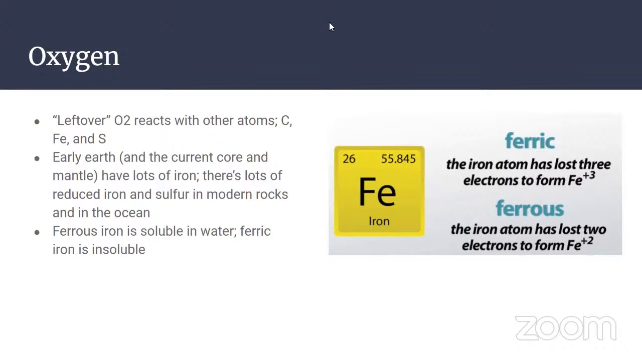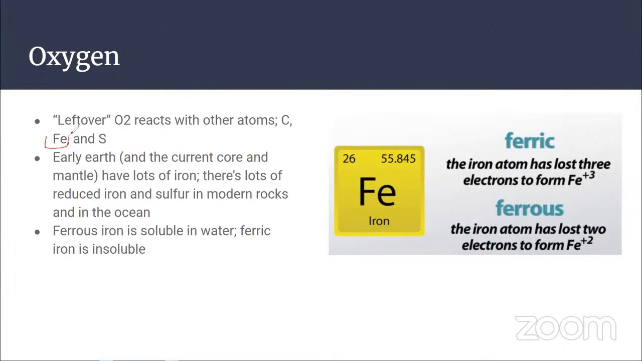So the easiest one to understand, the one that we're going to focus on, is what happens with iron. So in the early Earth, we see a lot of iron. Our current core is made of iron, the mantle also has lots and lots of iron. So when we were looking at the structure of the Earth, we don't have an iron deficit. We have plenty of it. And when we look at modern rocks and in the ocean, there's plenty of reduced iron and also sulfur. We're not going to talk about it, but iron to sulfur ratios and stuff like that are other things that people look at.